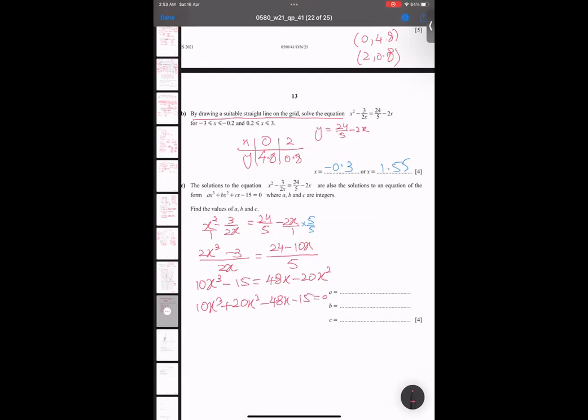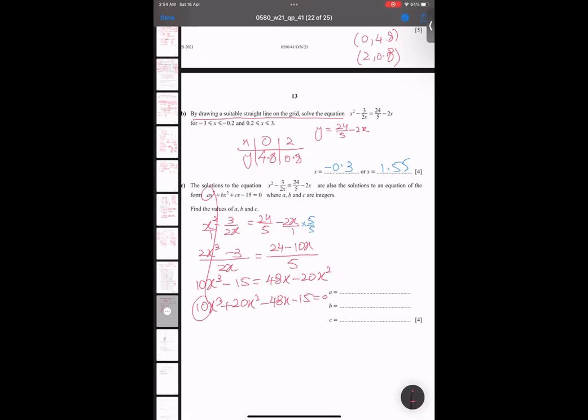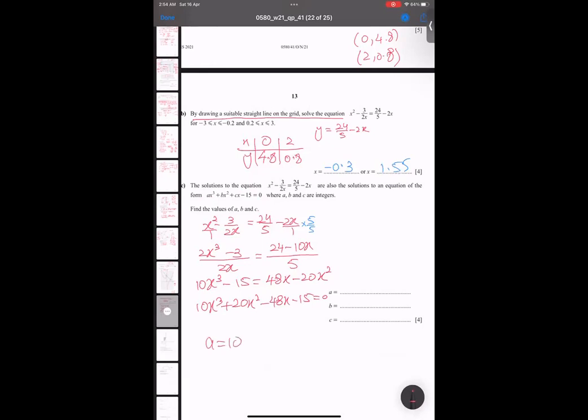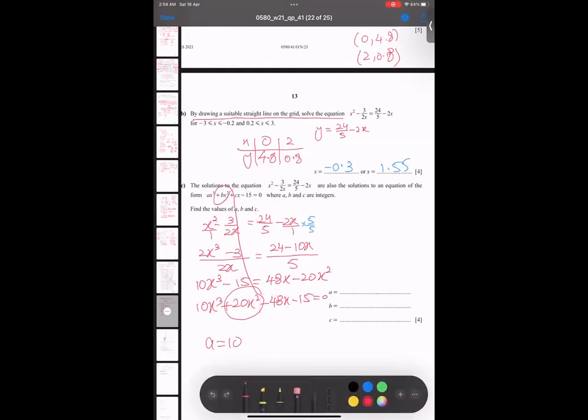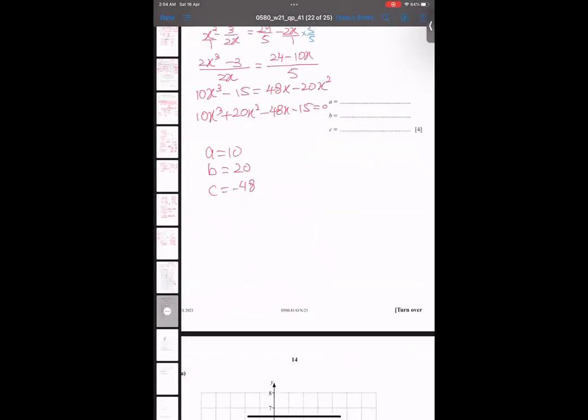Now, if I compare, this -15 matches, Mabruk, it is the same. Okay, Alhamdulillah Rabbil Alameen. This x cube coefficient is a, so I can say directly that a value is actually 10. And the x squared coefficient is 20, here b. And the x coefficient -48 is c. So I can say here the answer is so simple. A is 10, b is 20, and c is -48. Alhamdulillah Rabbil Alameen. This question is also clear. So let's go for the next one.